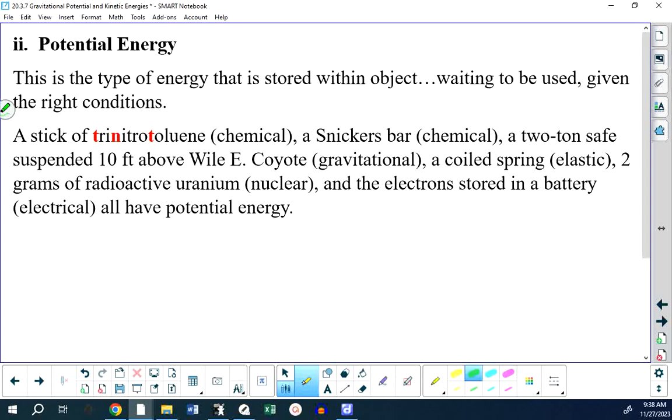A 2-ton safe suspended 10 feet above Wile E. Coyote has gravitational potential energy, because if you cut the rope under the right conditions, that safe can do work to other objects. A coiled spring has elastic or spring potential energy.